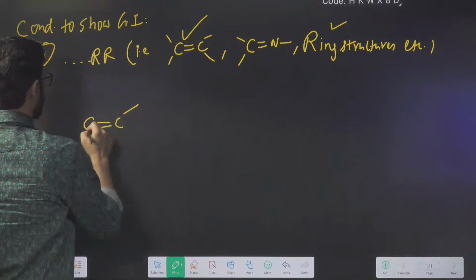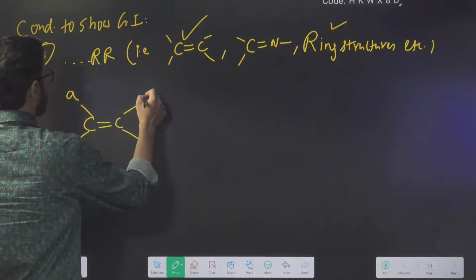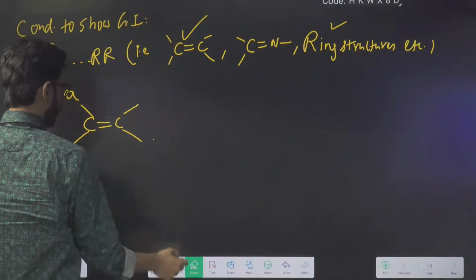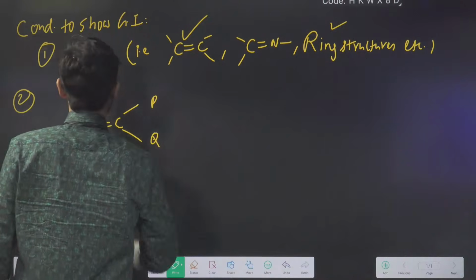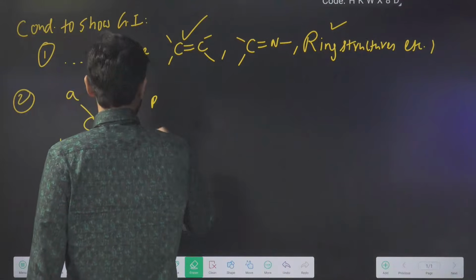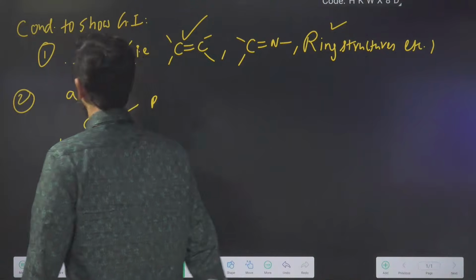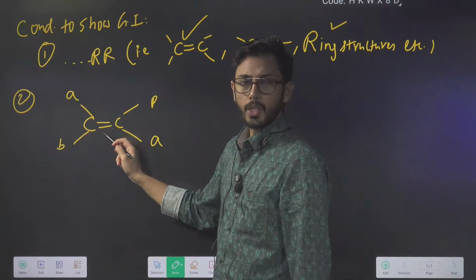Example, C double bond C. Here A, B, here C group, here D. Or here AB and here PQ. And I changed all of these. Suppose here P and A. So this is restricted rotation.